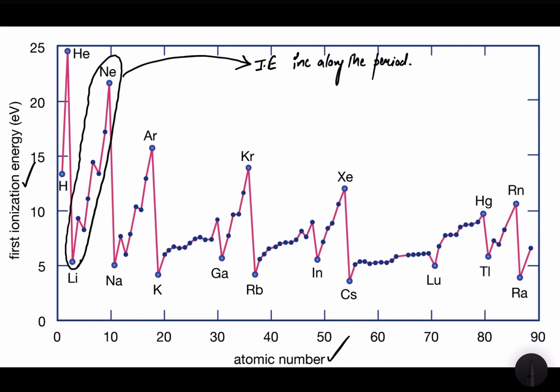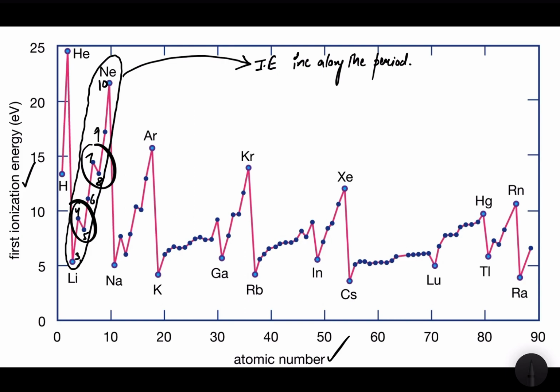Now let me mark the atomic number. That's atomic number 3, atomic number 4, atomic number 5, 6, 7, 8, 9, and 10. So along a period, ionization energy increases with some exceptions: atomic number 5 has a lower ionization energy than 4, and atomic number 8 has a lower ionization energy than atomic number 7, which we are going to discuss in the next point. But here you just have to observe that ionization energy is increasing along a period.